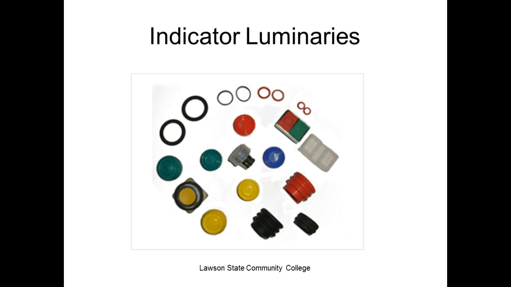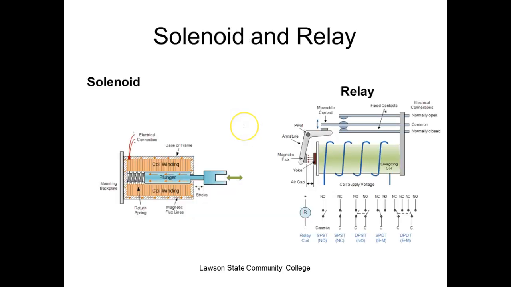One. Luminaries, lights. We see lights all over the place. Lights just tell us things. Not only in industry do we use them for lighting places, we also use them for indicators. When things are right, when things are wrong, when things are running, when you should stay out of here and stuff like that.